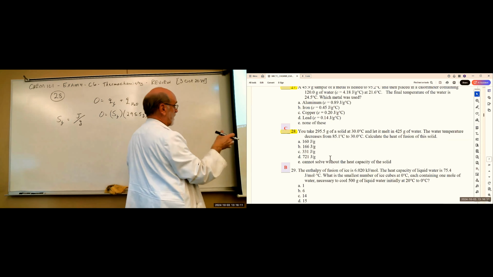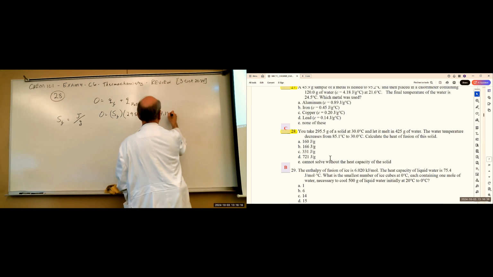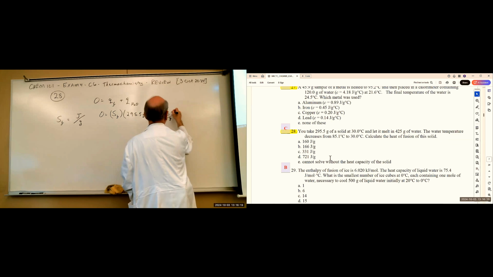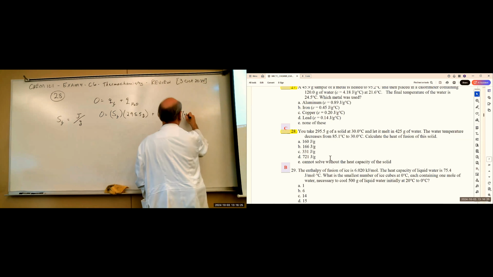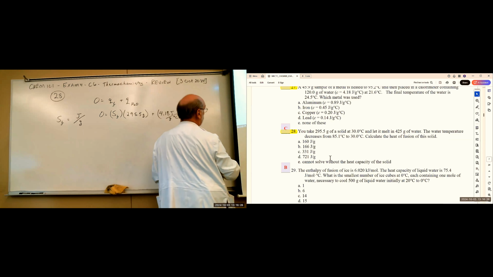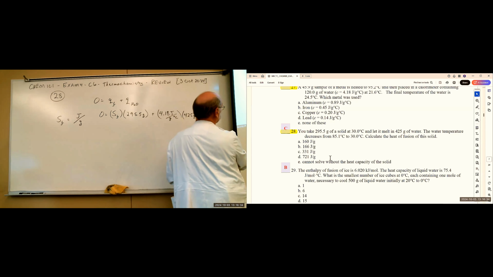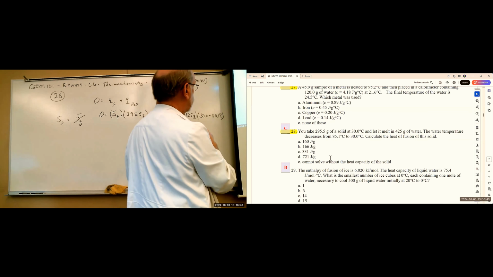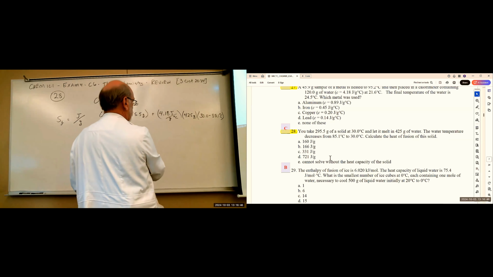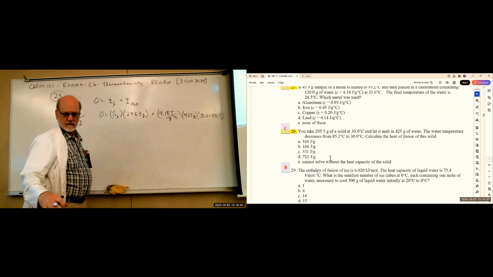The water is going to be our customary 4.18 joules per gram degree C. And then the mass of the water is 425. The water's final temperature is 30, and its initial temperature is 85.1. Okay, I think we're ready. So let's do this calculation right here.